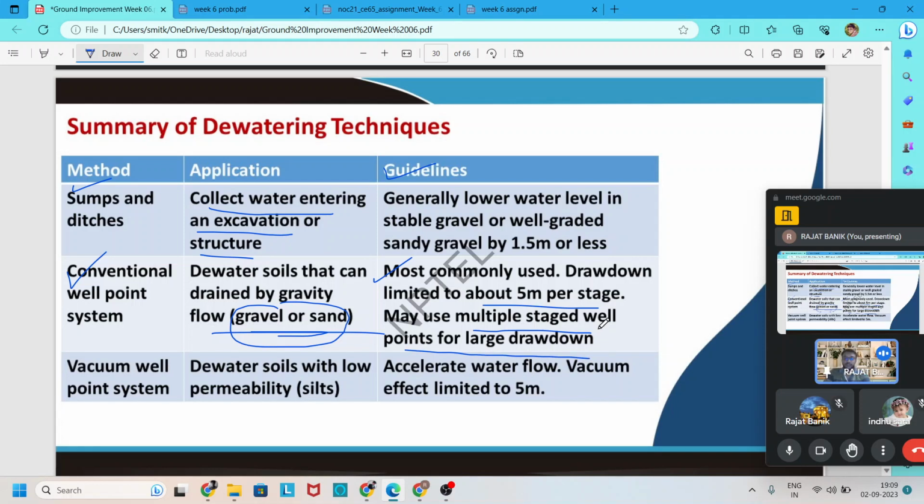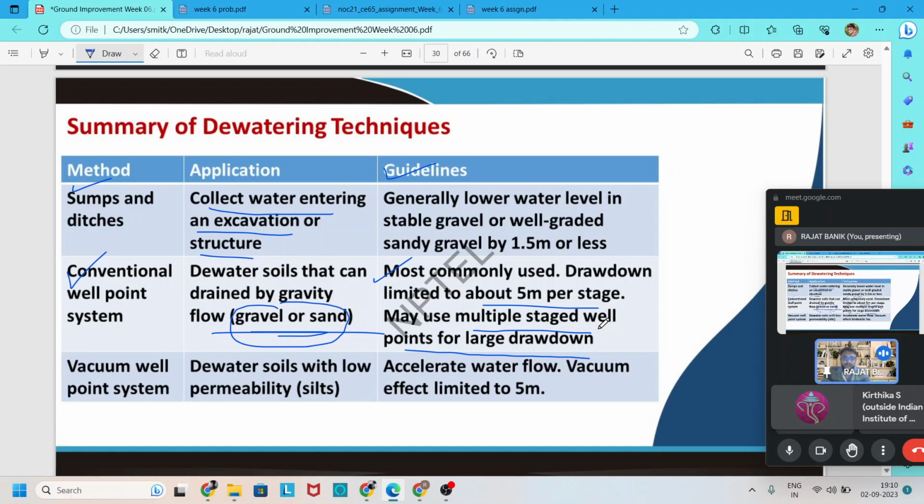So this technique is most commonly used, and for a single stage we already discussed that it is effective up to 5 meter of lowering the groundwater table. For further lowering, multi stages are used, that means after one stage is excavated, another stage is incorporated and excavated again, stepwise, lowering the groundwater table. So the third one is the vacuum well point system.